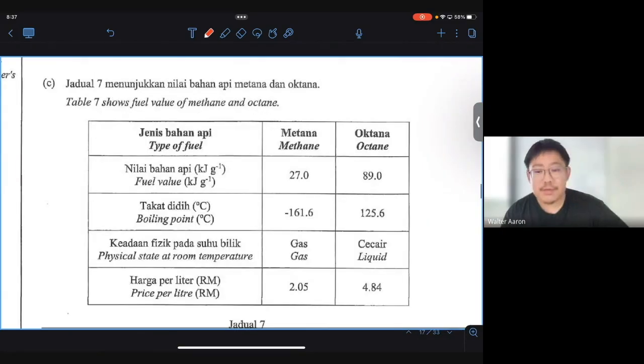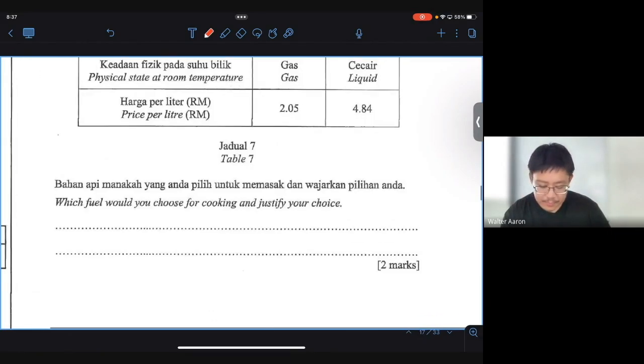That's it. Table 7 shows the fuel of methane and octane. So we have methane, which is 27 kilojoules per gram. Octane is 89 kilojoules per gram. Boiling point of methane will be minus 161.6. Octane is 125.6. Physical state at room temperature will be gas for methane and liquid for octane. Price per liter for methane is 2.05, octane is 4.84. Which fuel will you choose for cooking?